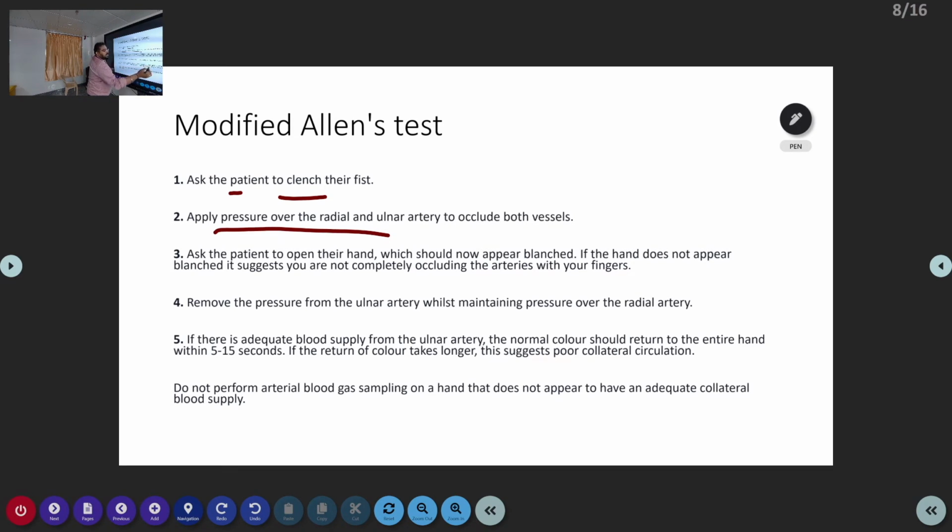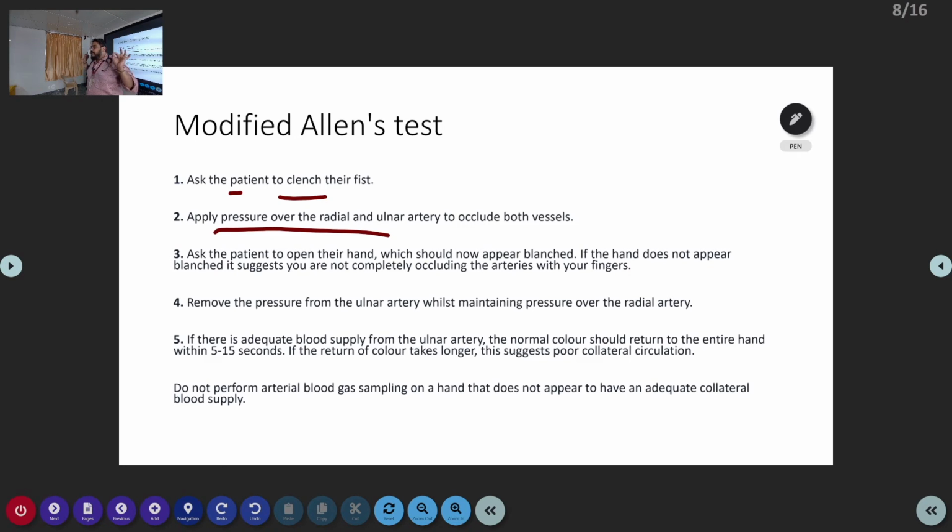Remove the pressure from the ulnar artery while maintaining the pressure on the radial artery. You are not removing the pressure over the radial artery. If there is adequate blood supply from the ulnar artery, the normal color should return to the entire hand within 5 to 15 seconds. If the return of the color takes longer, that suggests there is poor collateral circulation. You should not be proceeding with the arterial blood gas puncture on that hand.